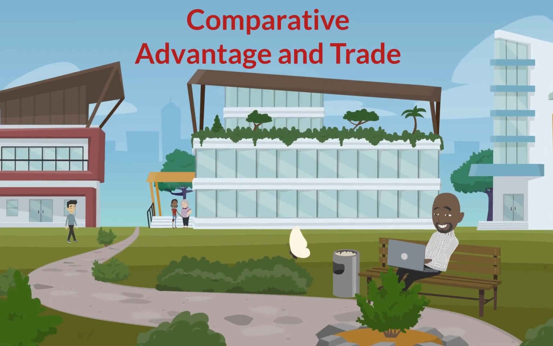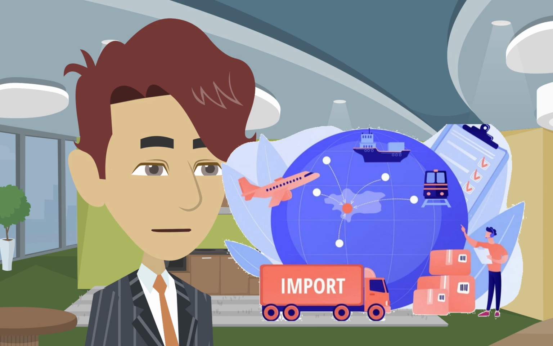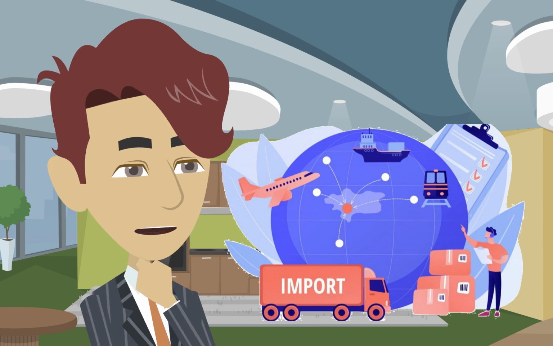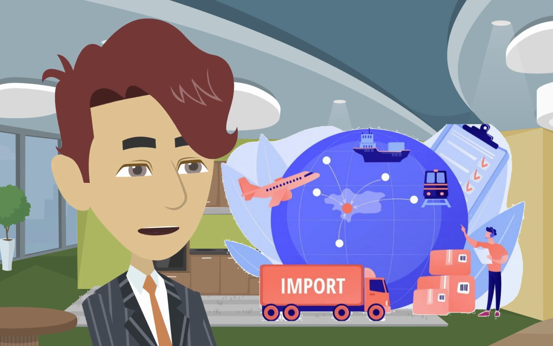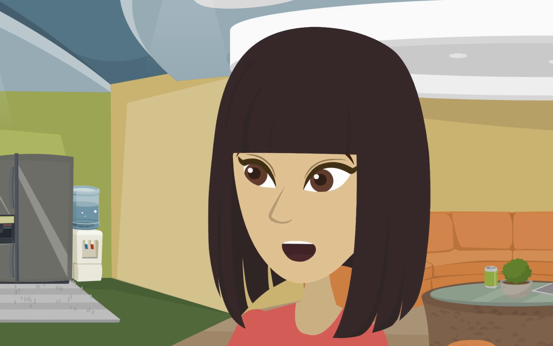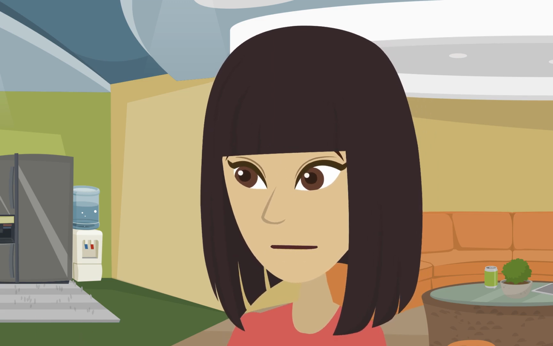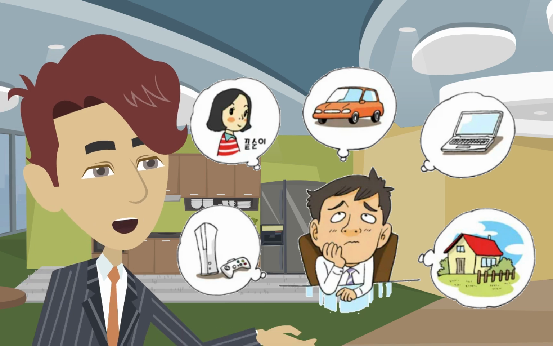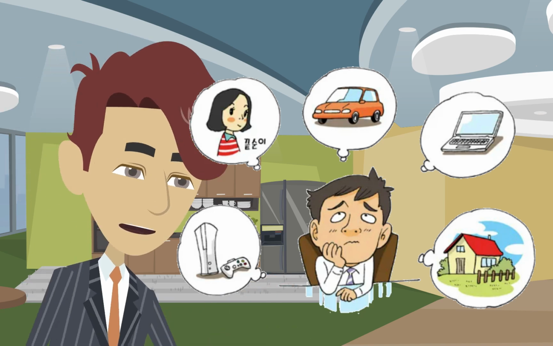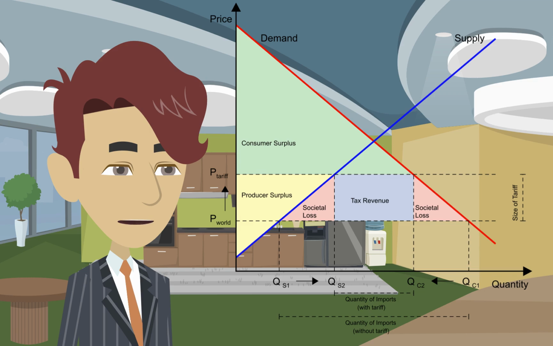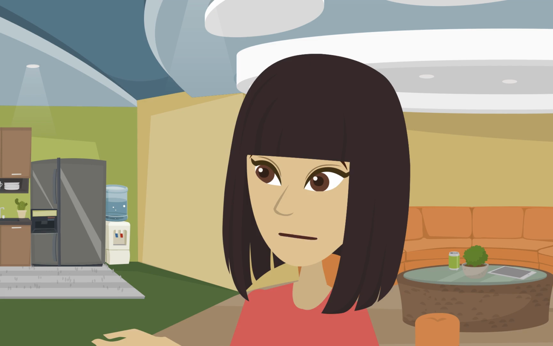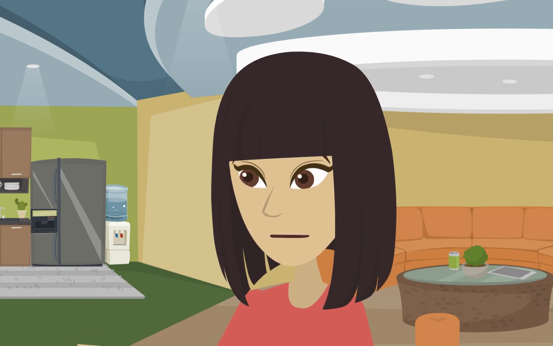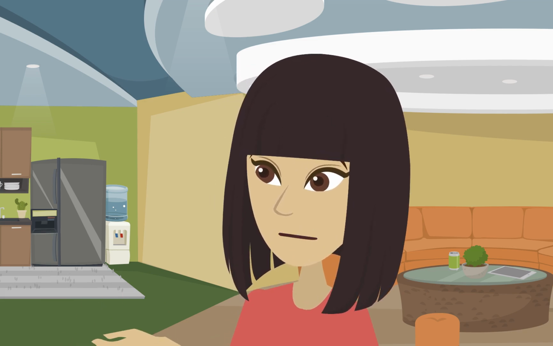Comparative advantage and trade. Differences in opportunity cost and comparative advantage create the gains from trade. Opportunity cost and comparative advantage? What do those mean? Opportunity cost is the cost of an activity in terms of the next best alternative. And comparative advantage is when someone can produce a good at a lower opportunity cost than someone else. I see. Can you give me an example to help me understand better?